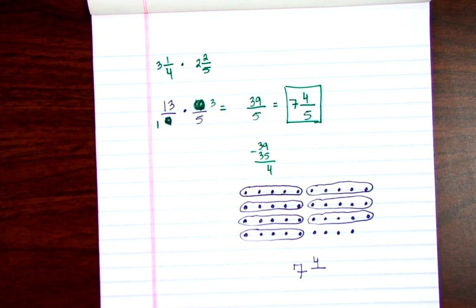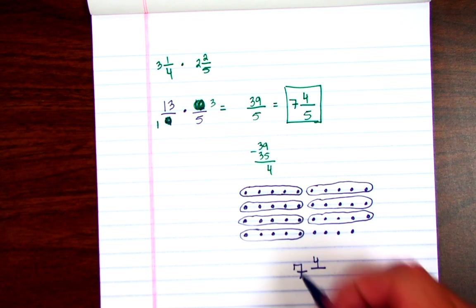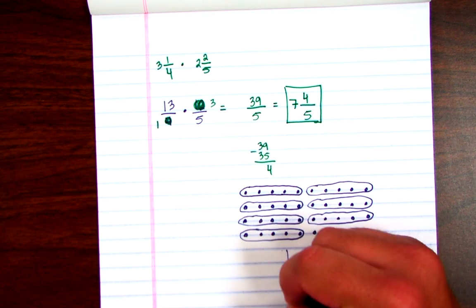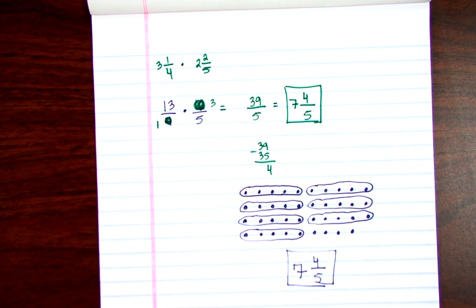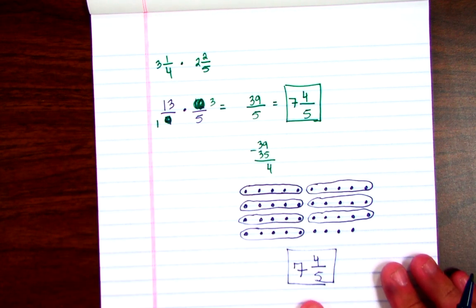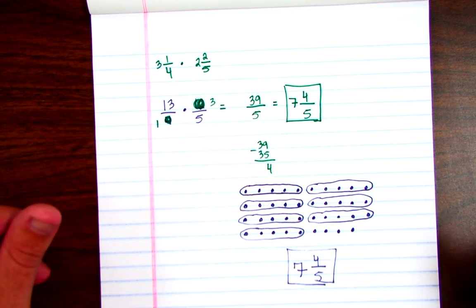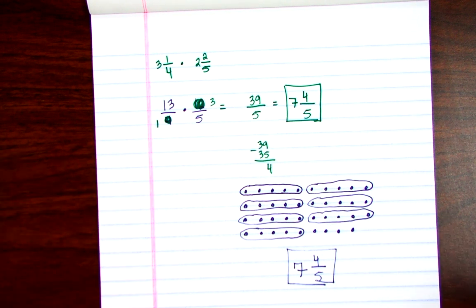How many dots were in each group? Well, 1, 2, 3, 4, 5. Boom! Would you look at that? Mathematically, if you did it in your head, and this is if you need a visual. Same answer. We're going to do one more example, and then I'm going to head out.